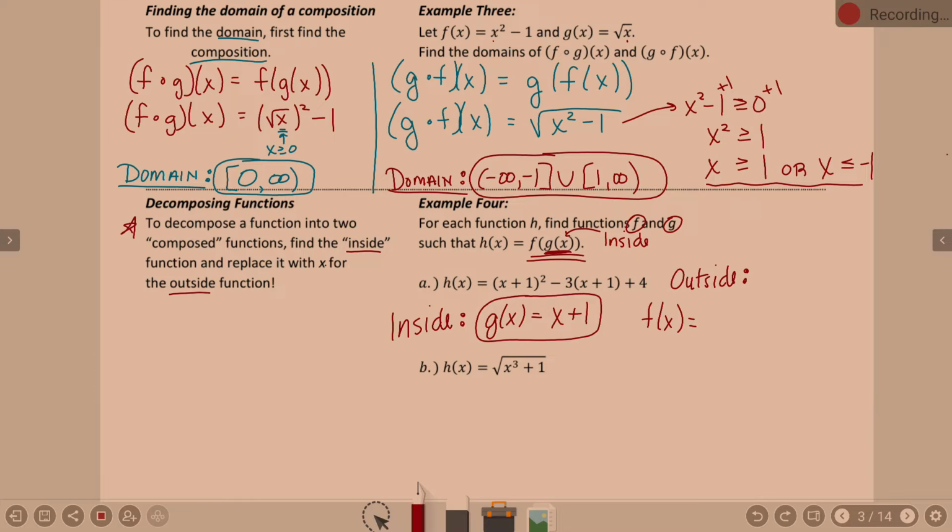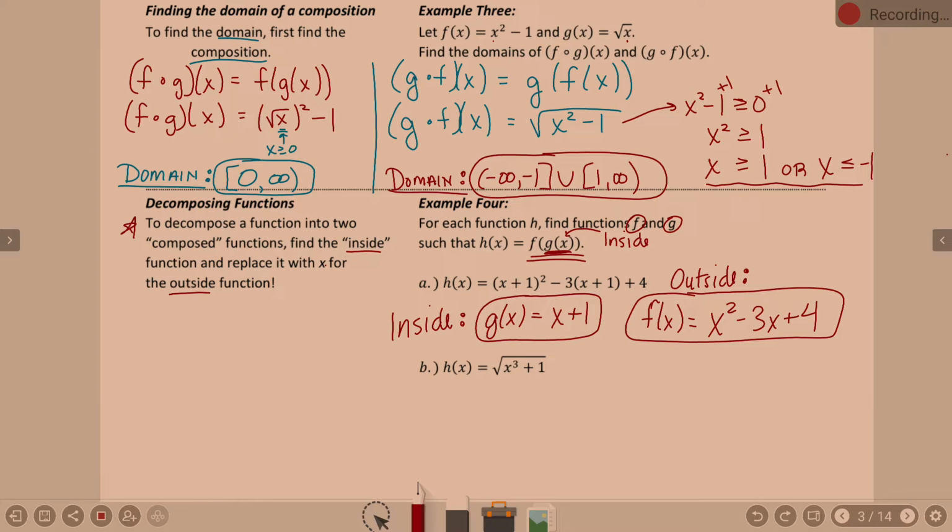Okay, so if I pull the x plus 1s out, and then in place of them is just a basic x, what is that equation, what is f going to look like? What do you think, Katie? X squared minus 3x plus 4. Okay. X squared minus 3x plus 4. That is what we would call our f of x.